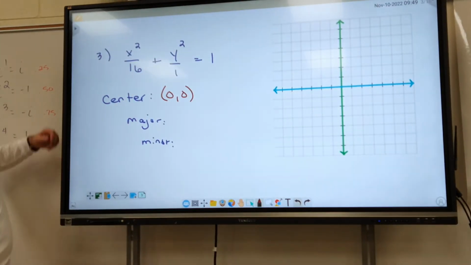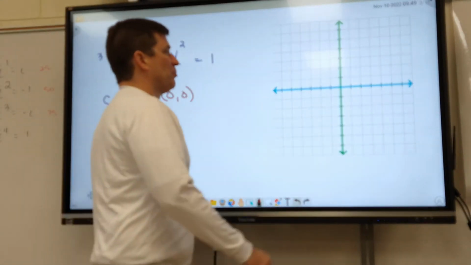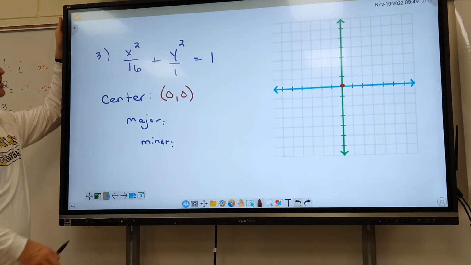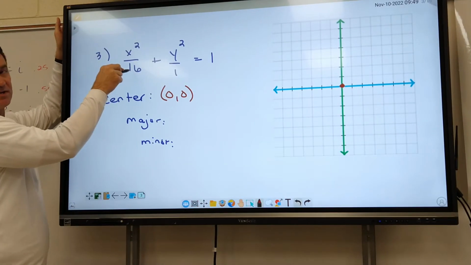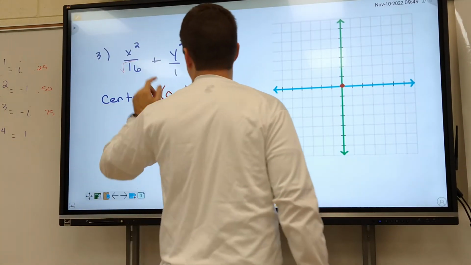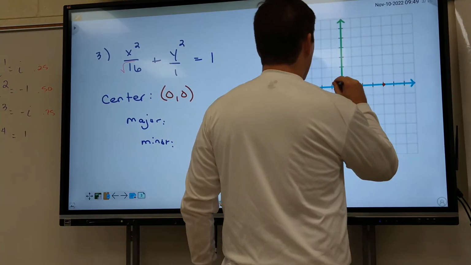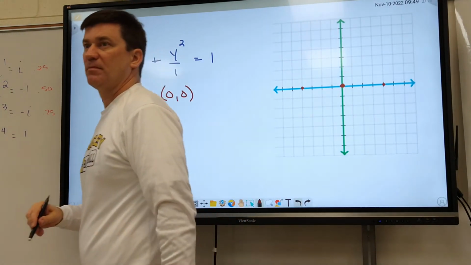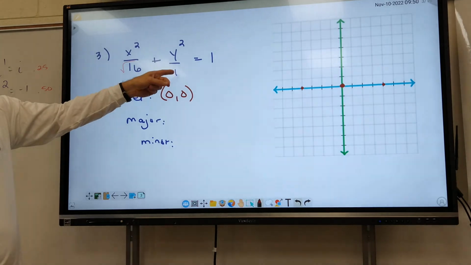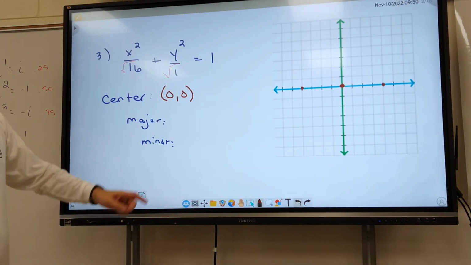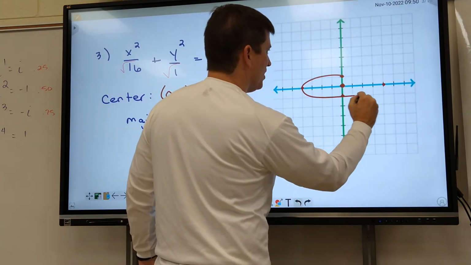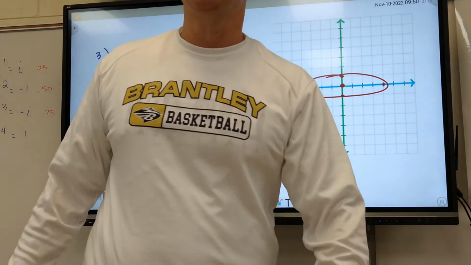All right, so let's go to 0, 0 and put a point. All right, Hannah, you look underneath the x, it's got a 16. What's the square root of 16? So on the x-axis, I go right 4, and I go left 4. All right, Hannah, underneath the y, I've got a 1. The square root of 1 is just 1. So on the y-axis, I go up 1 from center, and I go down 1 from center. Draw your ellipse. That is how you do number 3 so far.